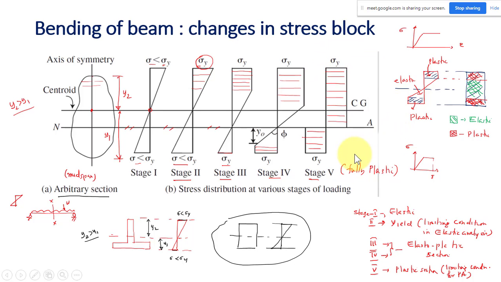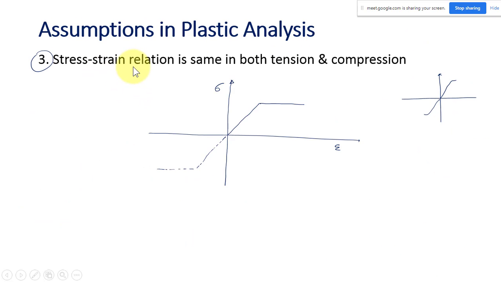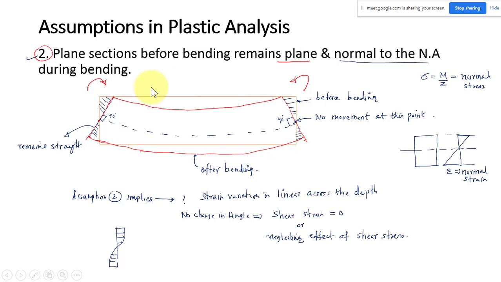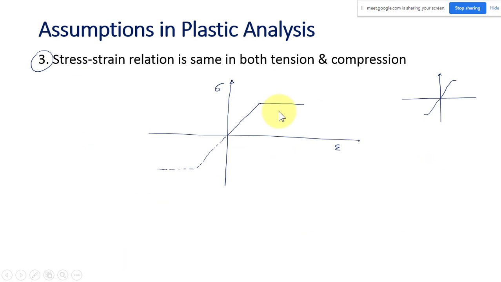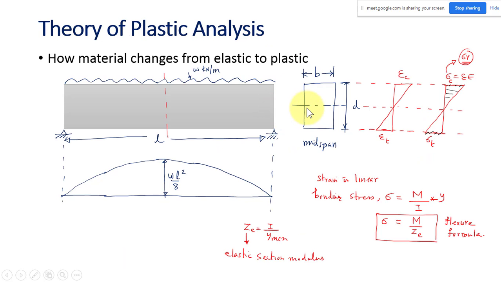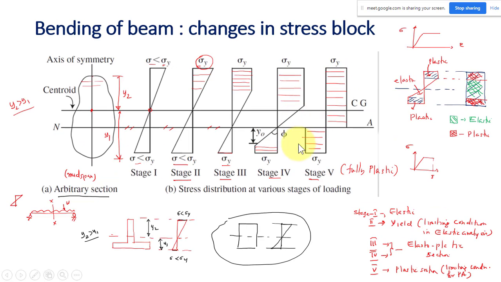Many students will choose this as the strain diagram also. They will be thinking the entire section has reached the yield stress, so the strain also may look like this. That is actually wrong. The strain diagram will remain linear. That is because of our assumption 2: the plane section has to remain plane even after bending. So the strain will be linear, but your stress block may change. It will become the rectangular stress block. That is the first point.